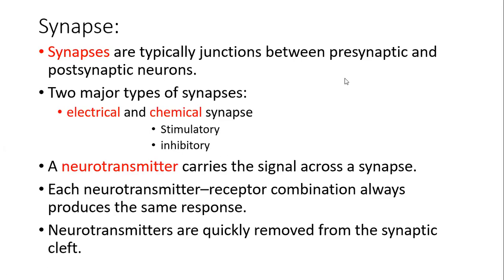Now, the other thing you must note in the synapse or neuromuscular junction is that it is crucial, very essential, that you remove those neurotransmitters from the cleft. If you don't remove them, they'll continue to stimulate that cell. So you want to remove them so that you can end the stimulation.